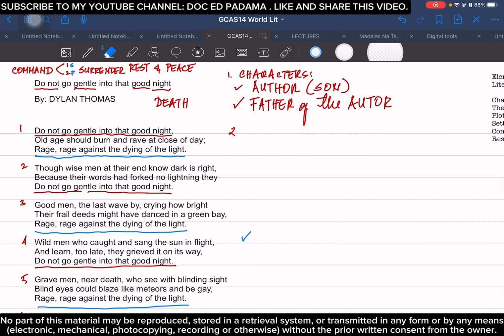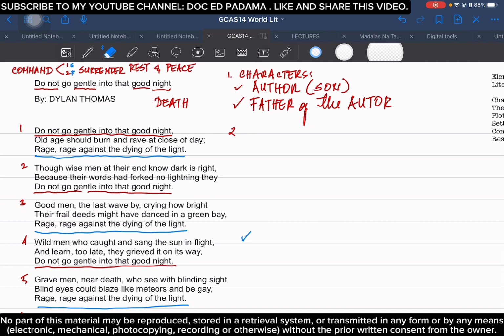And by its symbol, rage refers to when you fight. When you do not give in, you rage. Kapag hindi ka susuko, you rage. So when this particular word is used, "rage, rage," you should always think of fighting. Somebody is encouraging someone to fight. In this case, Dylan Thomas is encouraging his father not to give in to death and to fight. Parang chinicheer niya yung kanyang father. Rage, rage. Against what?